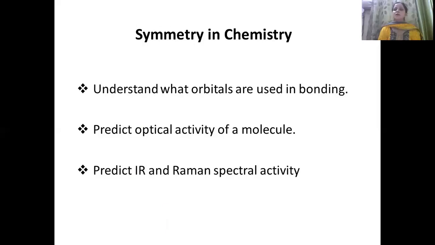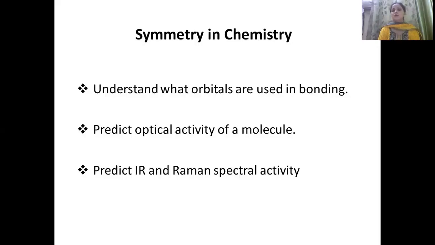So the chemists were very enthusiastic about the symmetry present in nature. So they wanted to look at the symmetry from the chemistry point of view. So how is this symmetry helpful in chemistry? It is helpful to understand what type of orbitals are used in bonding. It even helps to predict the optical activity of molecules.